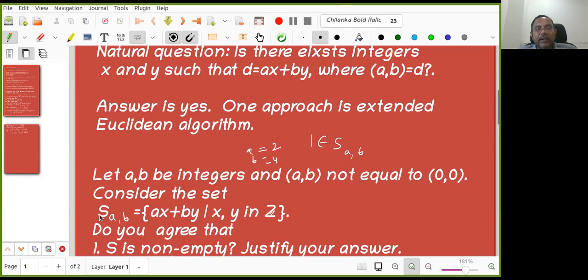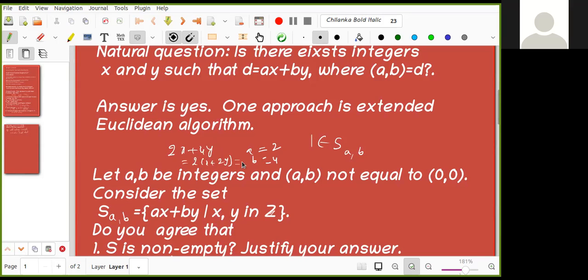So then why does 1 not belong to S of A, B? That means 2x plus 4y, where x and y are changing. Why does 1 not belong to it? It is because 2x plus 4y is equal to 2 times (x plus 2y), which is equal to 1. What is the meaning of that? So this means that 2 divides 1. 2 into something equals 1. That means 2 divides 1.